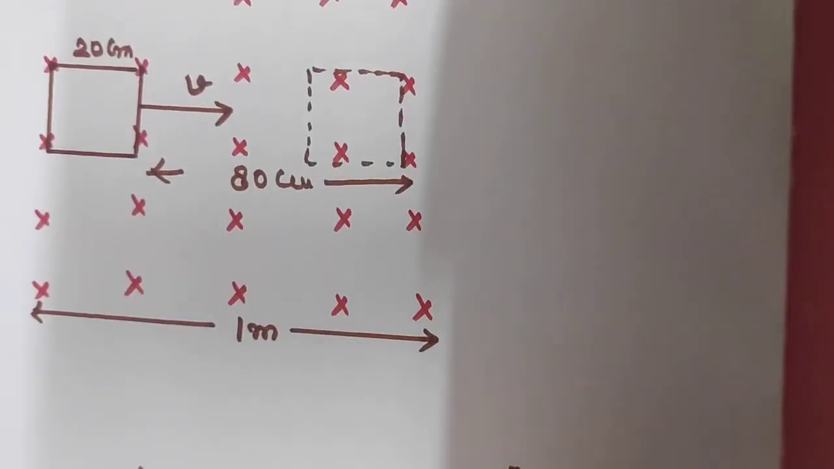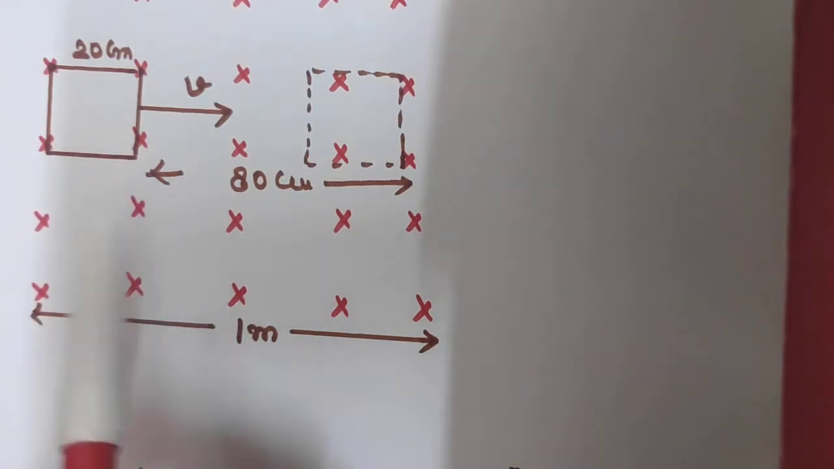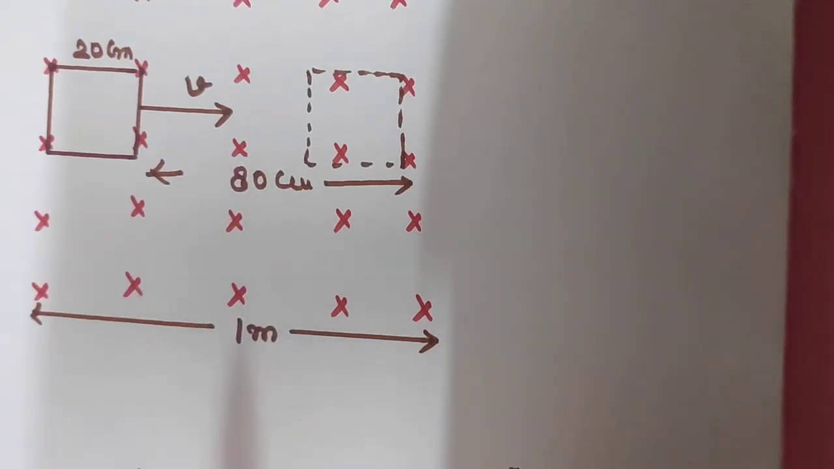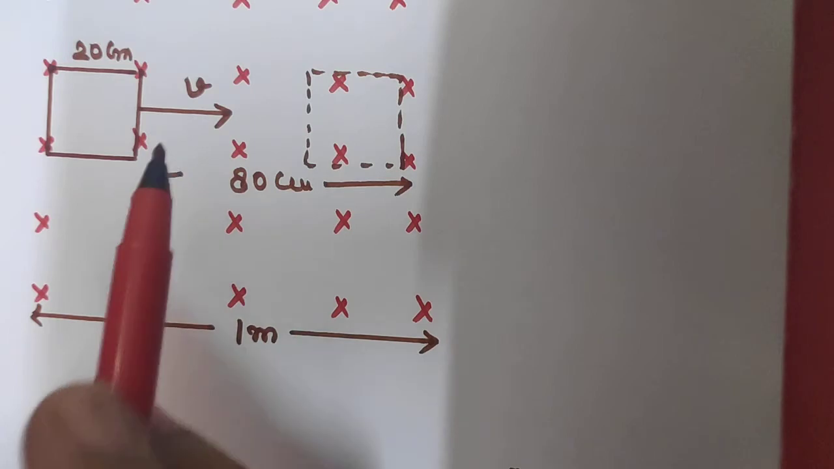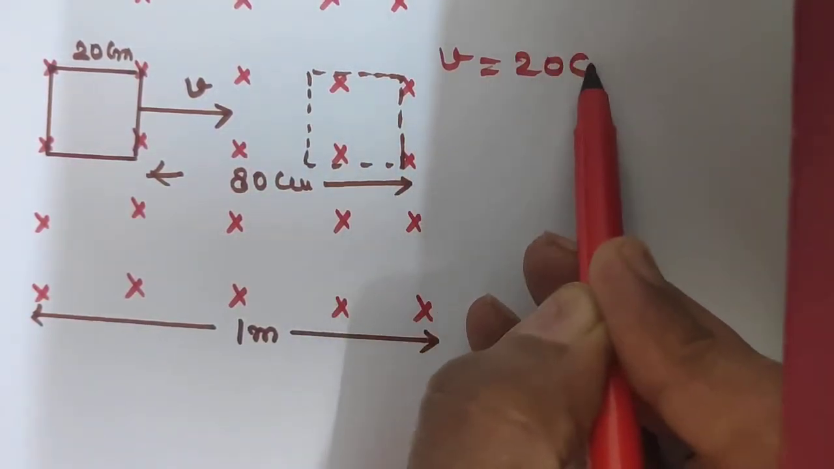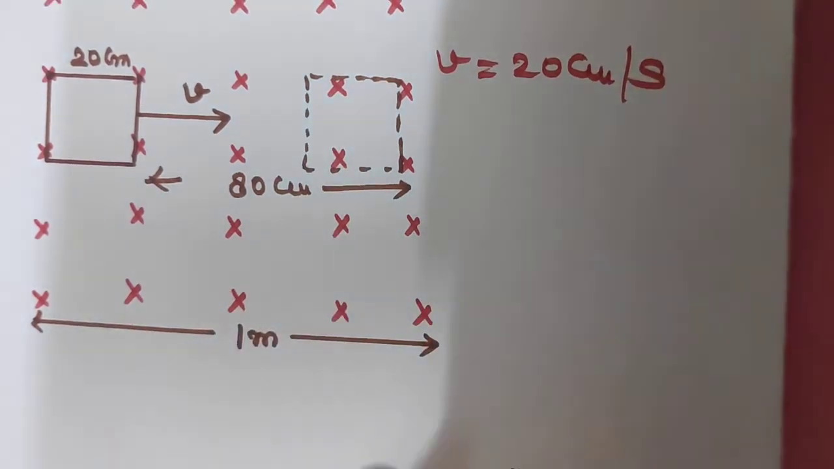In this question, a square loop of side 20 centimeter is placed horizontally in a uniform magnetic field acting vertically downward. The cross sign represents the vertically downward magnetic field. Now the loop is pulled with a constant velocity of 20 centimeter per second.